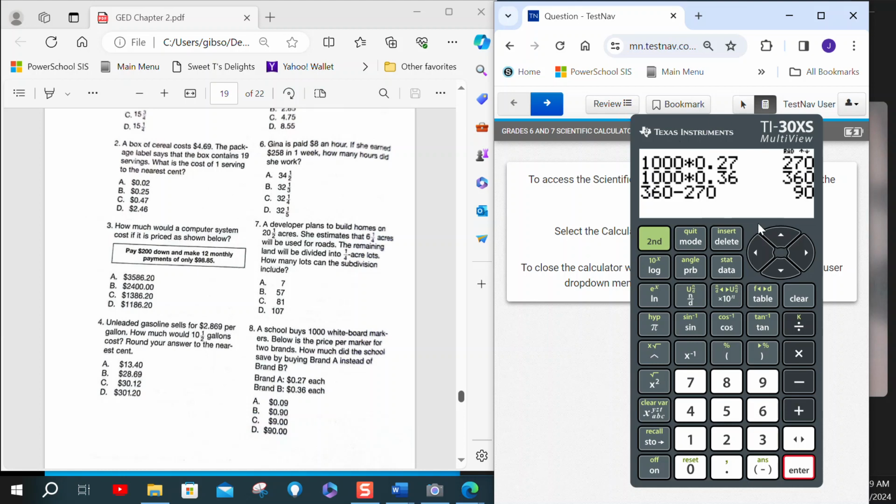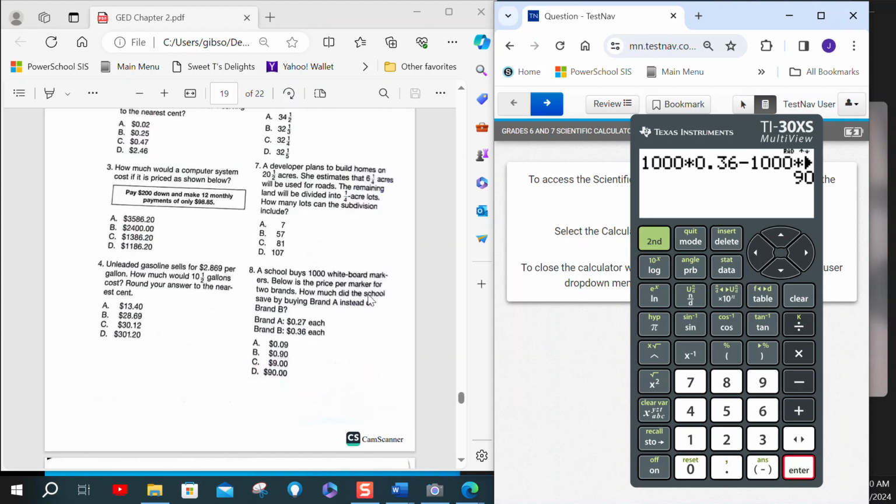Now this is one way of doing it. Another way you could have done this is here. We could clear this out. We could have taken 1,000 times 0.36 minus 1,000 times 0.27 and press enter, and it still would have given us the $90, which would be D.